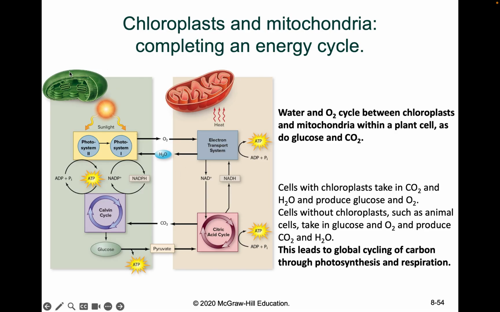Well, this water is then used up here by the chloroplast to break it, and that gives us oxygen. This oxygen can also be used by the electron transfer system as your final electron acceptor. So this is how these things are very connected with each other.